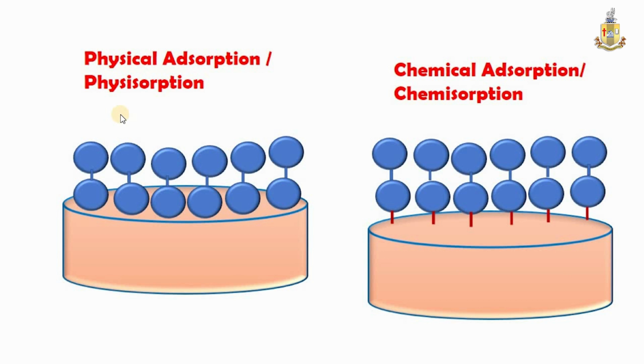Adsorption can be classified into two types: one is physisorption, the other chemisorption. Physisorption means there is a physical interaction, like van der Waals forces. There is a weak interaction between the solid surface and the interacting molecule. But in the case of chemisorption, chemical bond formation is possible.